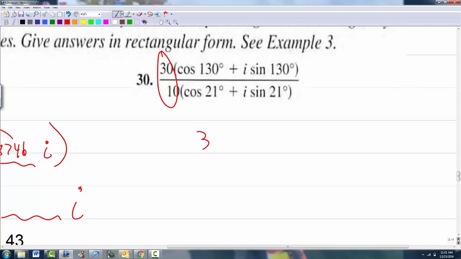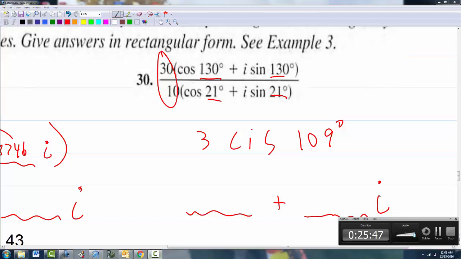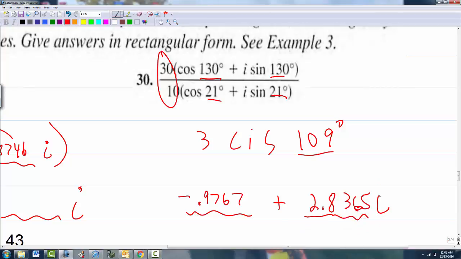Calculator. All right, and then what do I do with these? Subtract. What's 130 minus 21? 109. And then this is what I said. Someone do 3 cosine 109, press enter, give me the final answer. And then someone do 3 sine 109, and then give me the answer. That's what's in front of i. So 3 cosine 109 is this. 3 sine 109 is this number in front of i. So that's an a plus bi number. It's in that format.